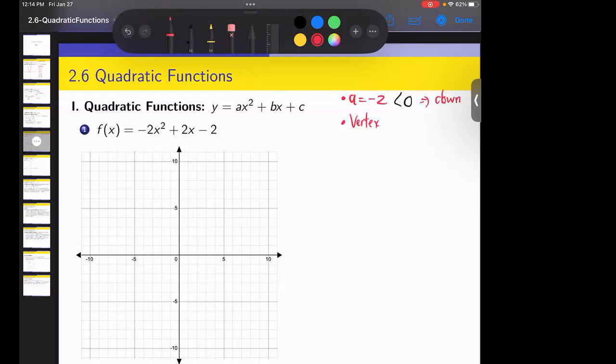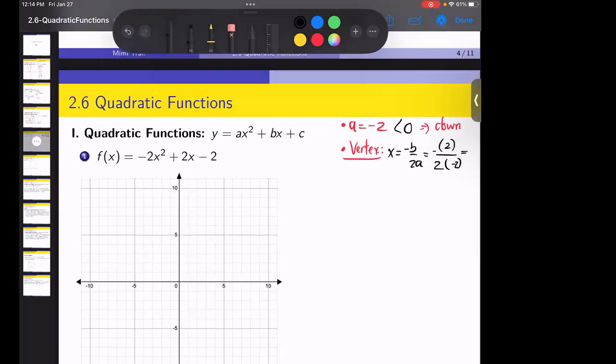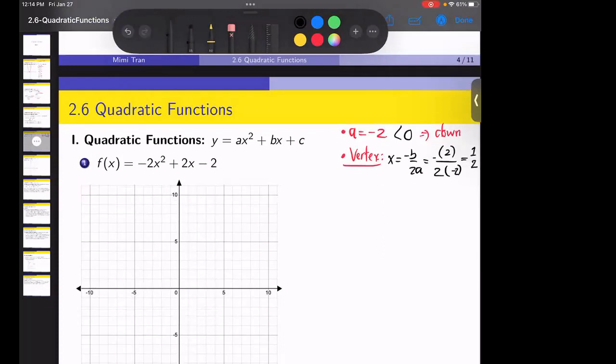Vertex is x equal negative b over 2a. Do you know what b is? Which one was a? To plug it in. Right. B is 2, a is negative 2, so x is 1/2. Once you have x, you can plug in 1/2 to find y.